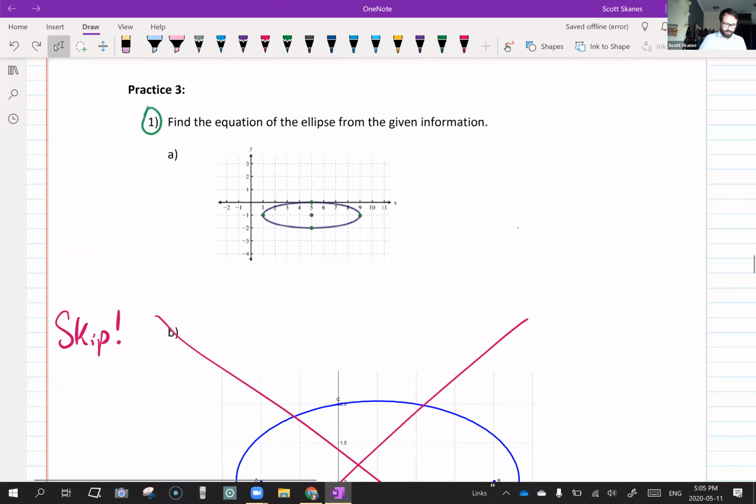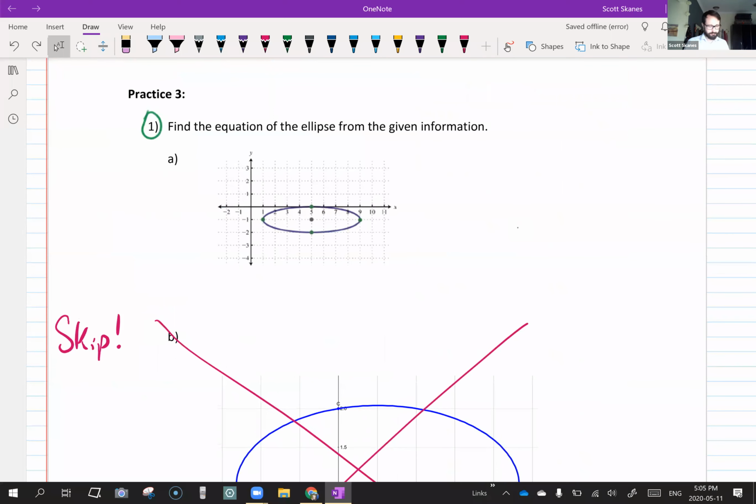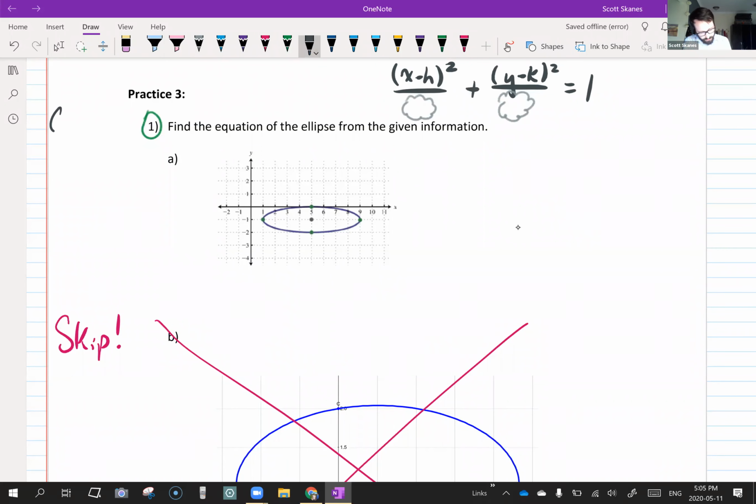Page 22. Find the equation of the ellipse from the given information. Just as a reminder, what does an equation of an ellipse look like? It looks like this. And what we need to figure out is which one is on bottom here for each one. The bigger number will go with the major axis. So let me try to help you through this. First of all, we need to figure out the center. Where's the center? Well, in this case, the center is given. It's 5, negative 1. I hope you agree.